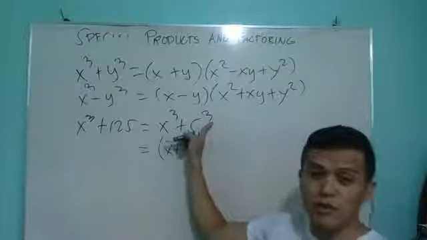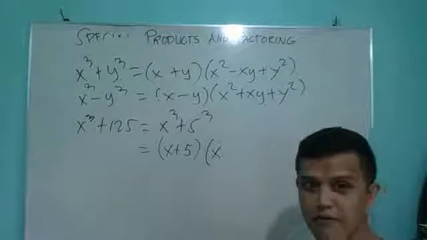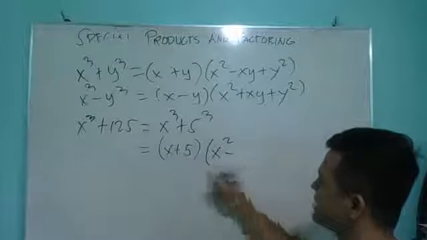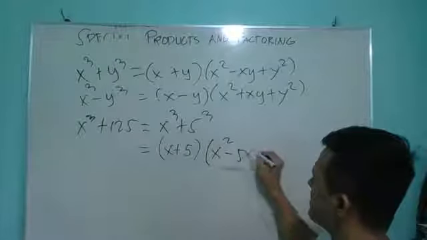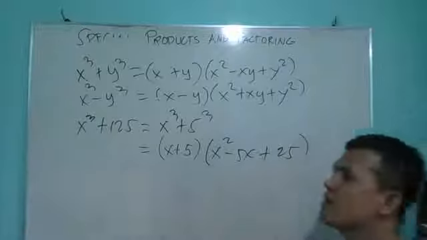Express first in cube before you do this one. And then square the first. We have x squared. And then change the sign, minus, multiply them: 5 times x, that's 5x. And then square the last, that is 5 squared or 25. That's it. Okay?